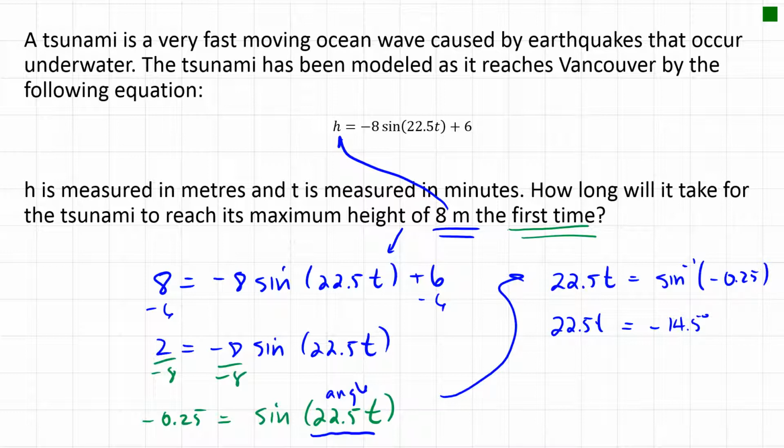Well, negative doesn't really make sense, but remember that it is an angle in standard position, and the negative means it's in this quadrant right here. And that's not the only place the sine is negative. The sine is negative also in this quadrant with the same reference angle.